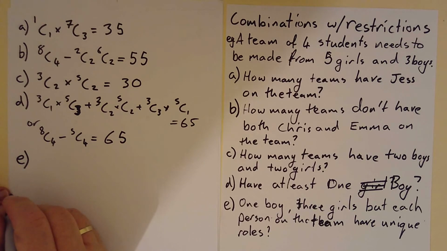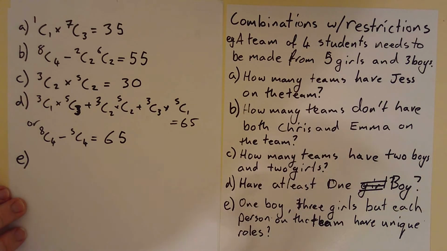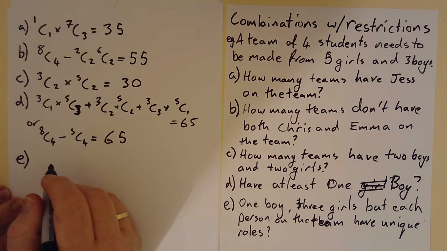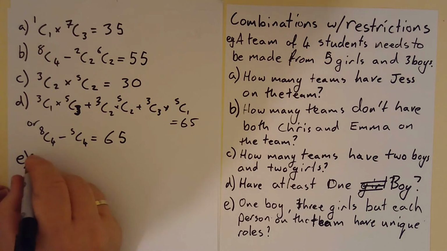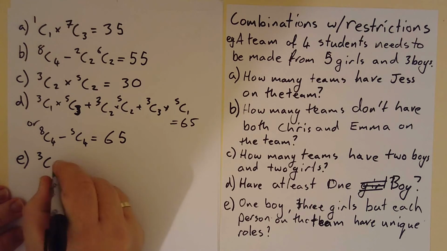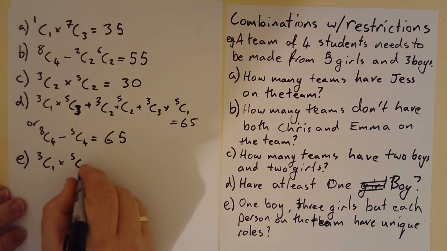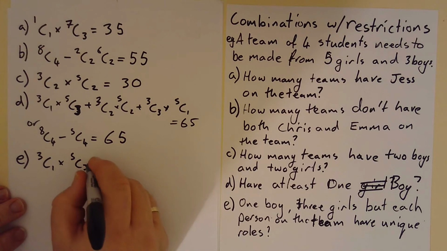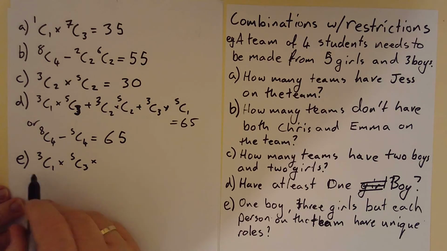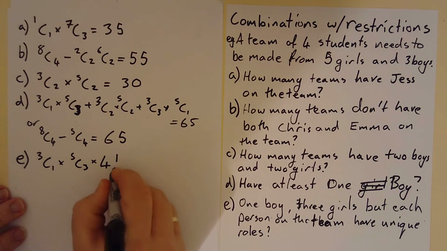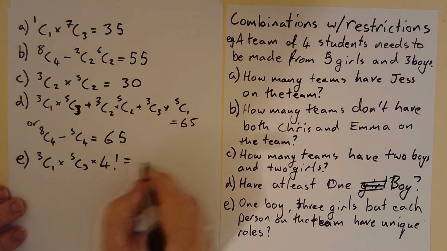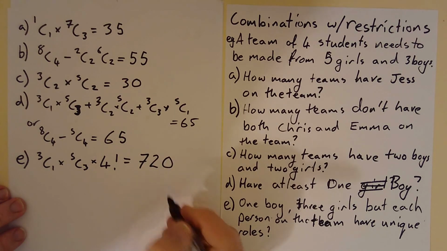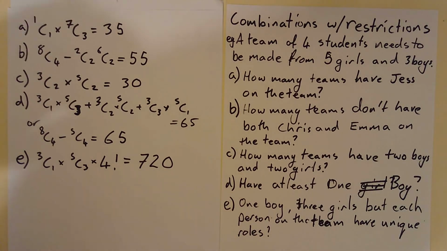Finally, 1 boy, 3 girls, but each person in the team has a unique role. Okay, so here we've got our normal combinations to work out how many groups of 1 boy and 3 girls we can make. So that's 3 choose 1 and 5 choose 3. But the unique roles or unique positions means we also need to order those 4 that we've selected. So then we have 4 factorial to order them afterwards. And so then we end up with 720 possible teams with roles.